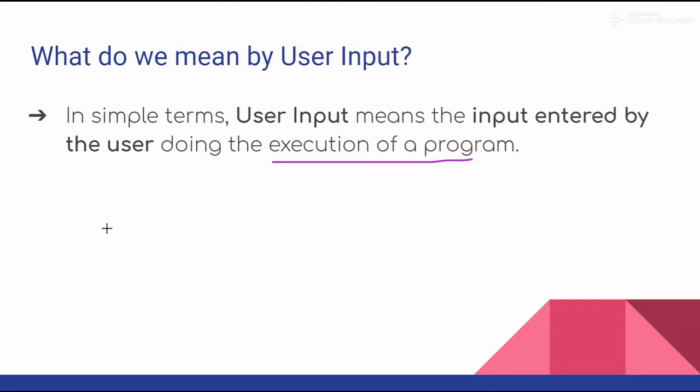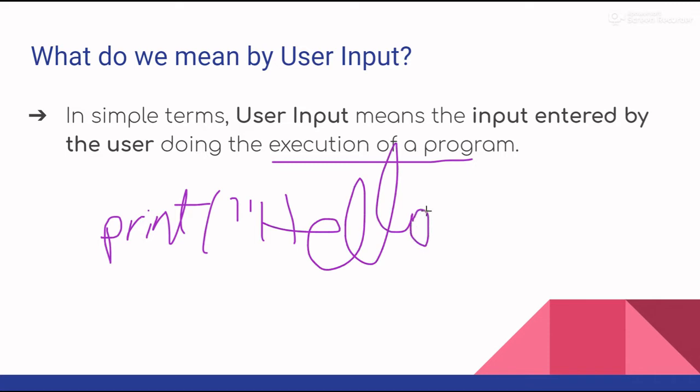So let's say we make a program called print hello. Okay, so this is not the execution time when we are writing this code. Whenever we, let's say, press F5 or when we run the module, that is the execution process, and during that time when the user is going to be entering something, that will be called user input.